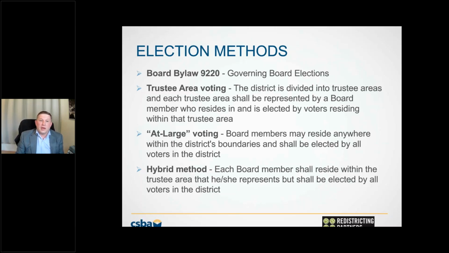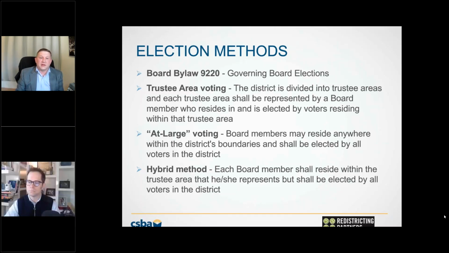And to help you out with that, I'm going to go ahead and turn this over to Paul Mitchell, founder of our CSBA business affiliate, Redistricting Partners, and he can go into more detail.